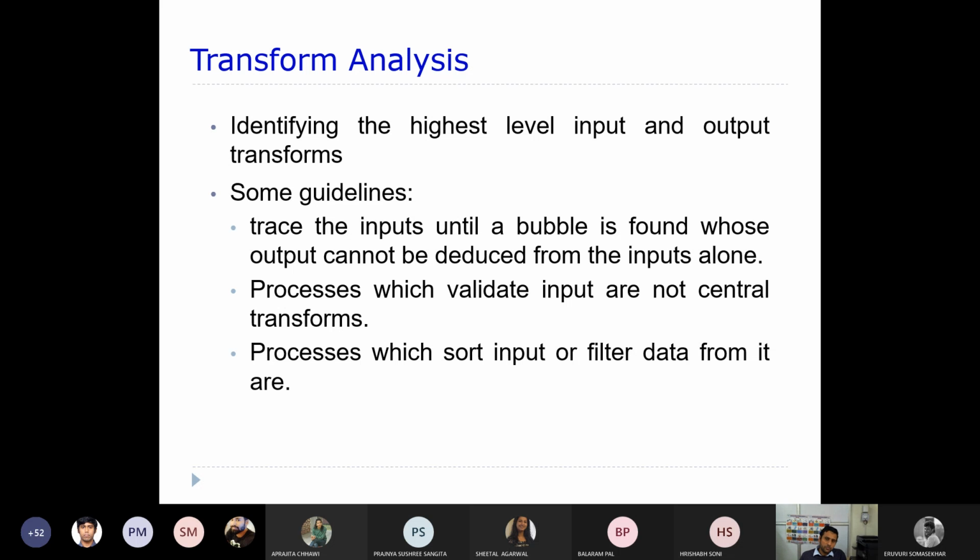So what are the input processings, which bubbles are involved in just validating the input, and what are the bubbles really involved in carrying out the central transforms? That is what we are going to do, okay?